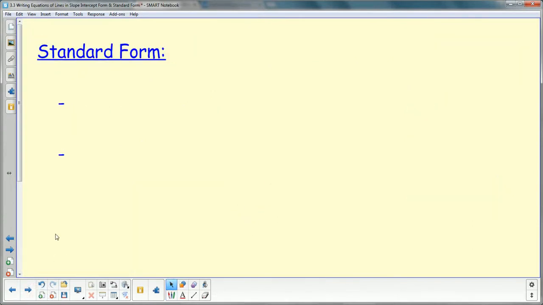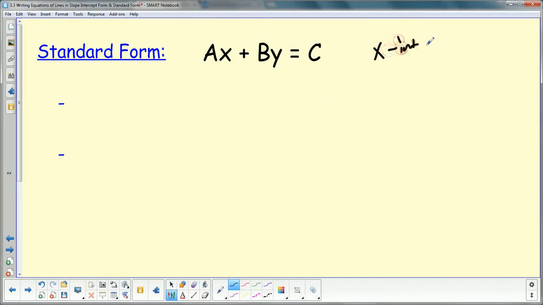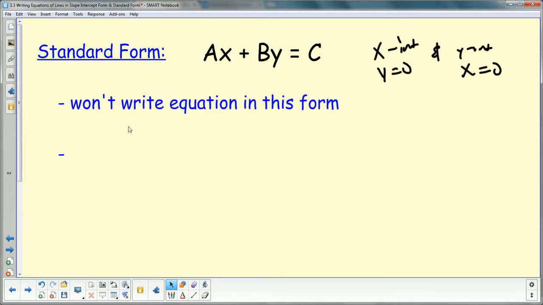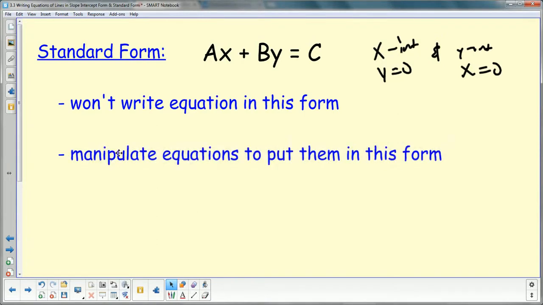Okay, the last thing that we're going to talk about then is standard form, which you have actually also seen before too, ax plus by equals c. And when we graphed this one, remember this is the one where we did x-intercepts and y-intercepts. So for x-intercepts, we said y was 0, and for y-intercepts, we said x was 0. Now we're not going to do all that because we're actually trying to find the equation. One thing we're not going to do is write the equation in this form. What we are going to do is manipulate the other equations we've seen so we can put them in this form. Okay, big thing here is the x and y are on the same side.